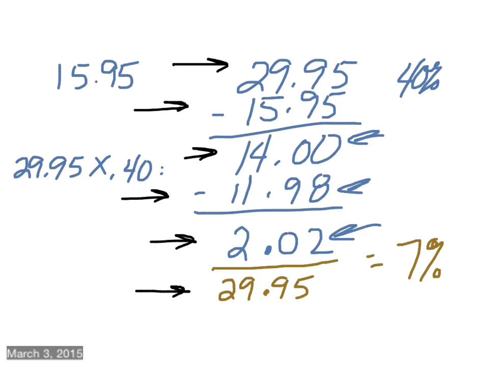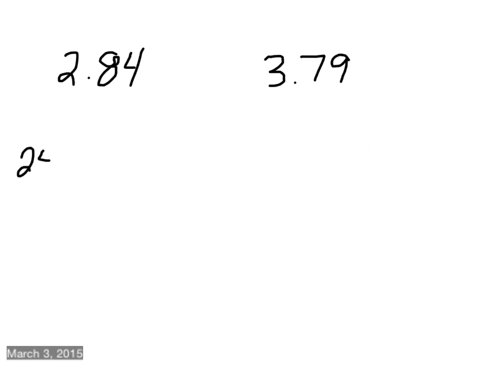Number 4. Peanut butter costs $2.84. Has a selling price of $3.79, and the overhead is 24%. Okay, so first of all, I'm going to take the selling price minus the cost. Pretty sure you guys have done this problem already. What's 3.79 minus 2.84?